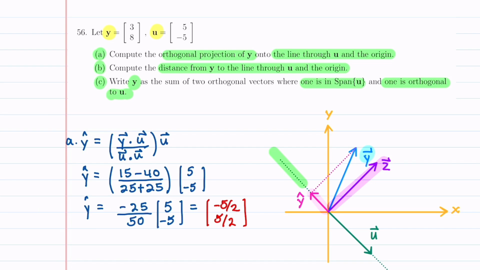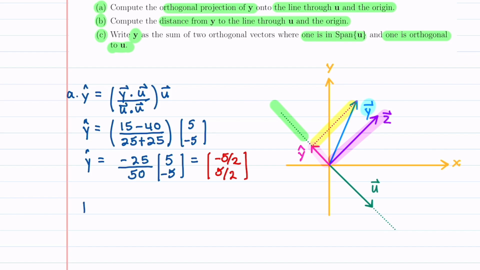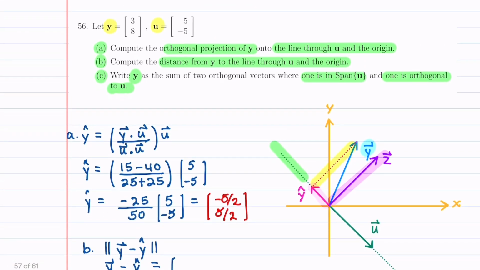Now let's look at our part B. For that one, we're going to compute the distance from y to the line through u and the origin. So let's highlight this over in our graph. This is the distance that we're computing right there. That distance is going to be the magnitude of y minus y hat. So let's compute y minus y hat first, and then we'll take the magnitude. Y minus y hat is going to be our vector y, which we're given up top as 3, 8.